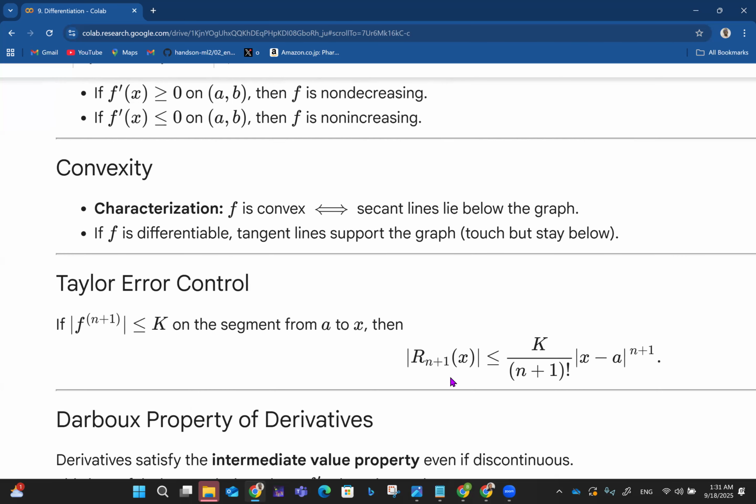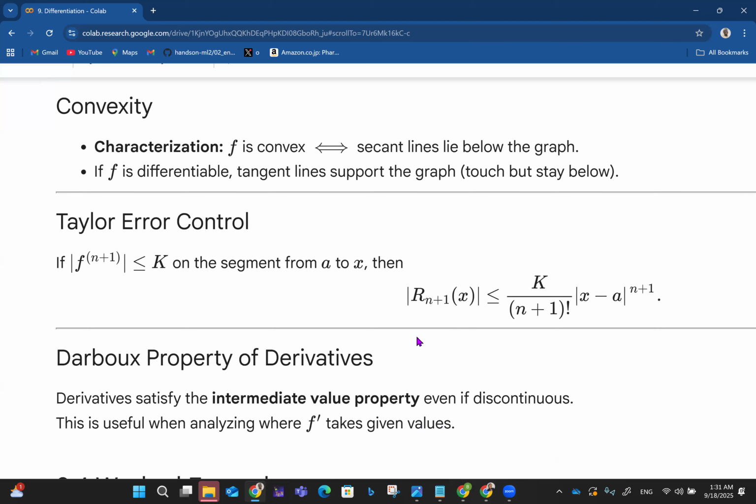And then we talk about convexity, the characterization of convexity. So f is convex if and only if secant lines lie below the graph. That means f is convex if secant lines lie below the graph, and if the lines lie below the graph, f is convex. So if you want to prove convexity for f, you have to show that the secant lines lie below the graph, and then you also want to show that if the secant lines lie below the graph, then f is convex, two-way. So if f is differentiable, tangent lines support the graph. So they touch but stay below, right?